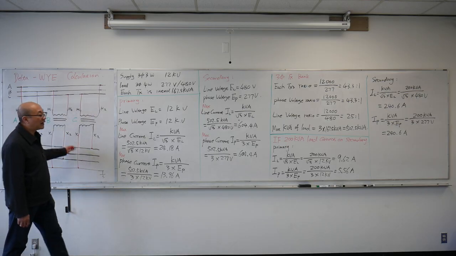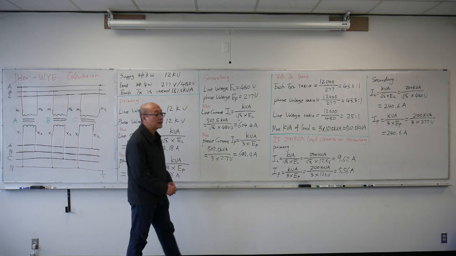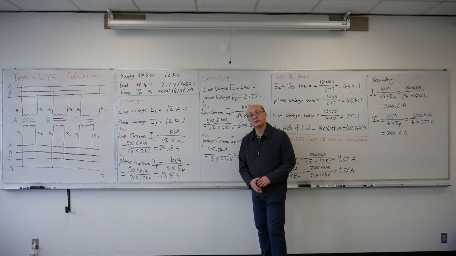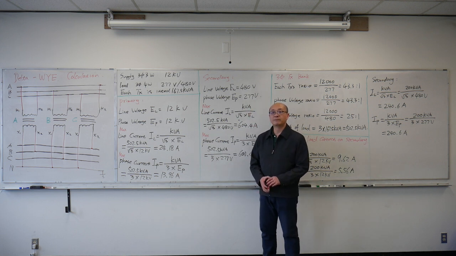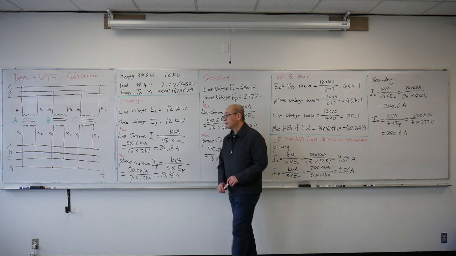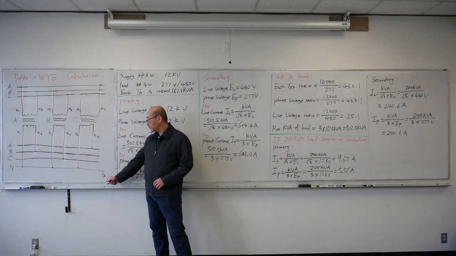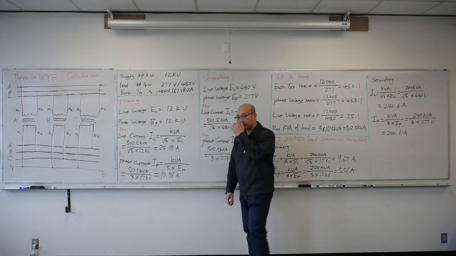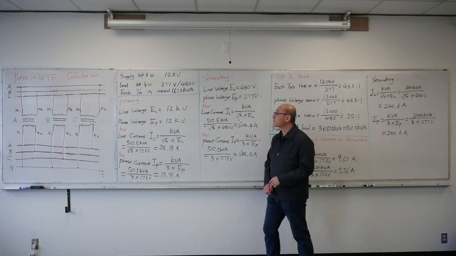So delta Y transformer is very special, and it's very common. So when you do those transformer connections, you have to pay special attention. One more point I'm going to point out: secondary is a Y, so the neutral has to be grounded. Now let's look at the calculations.